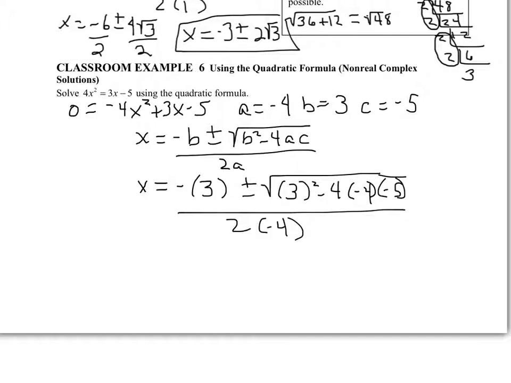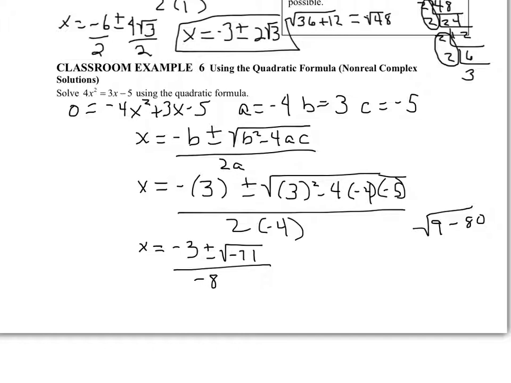So again, we're going to need to clean up underneath the radical. If I take 3 and I square it, that would give me 9. If I take -4 times -4 times -5, 3 negatives multiplied together would be a negative, and those numbers would multiply to give me 80. Well, 9 minus 80 is a -71. What I have is x equals -3 plus or minus the square root of -71 over -8.